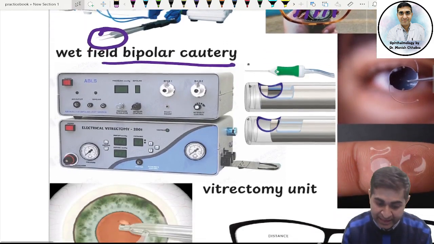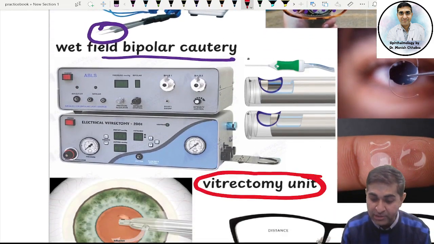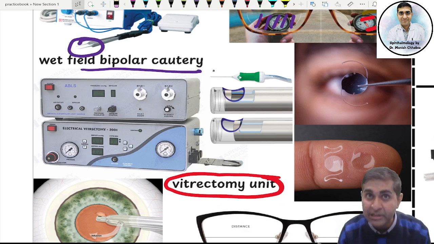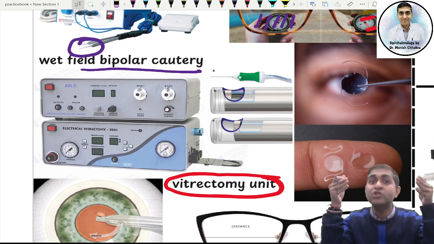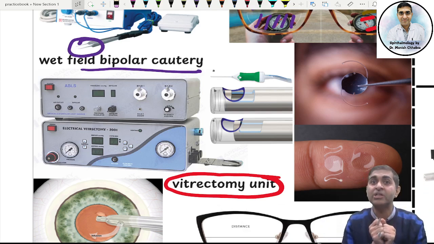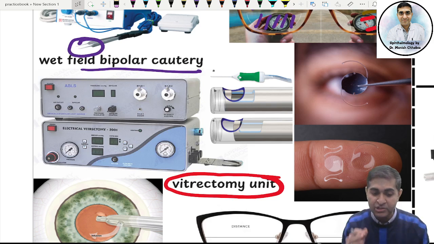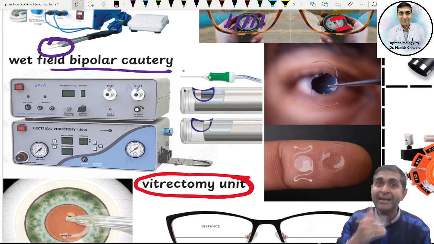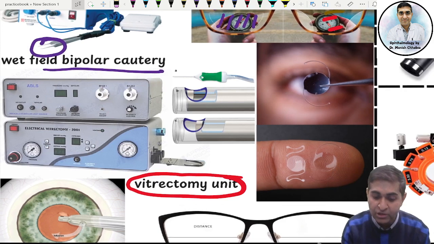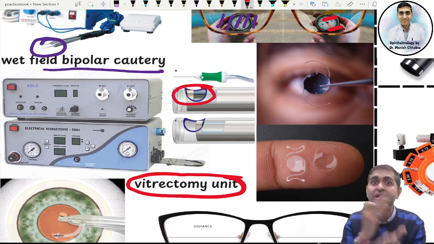Now the next is the vitrectomy unit. Suppose you want to go for anterior vitrectomy, or you want to perform any posterior segment procedure, or treat retinal detachment. In retinal detachment surgery, vitrectomy may be required, to remove the vitreous humor. So in the vitrectomy unit there is the cutter. This is your vitrectomy cutter, which cuts the vitreous.